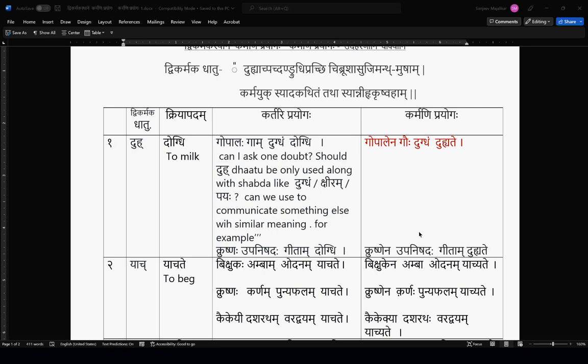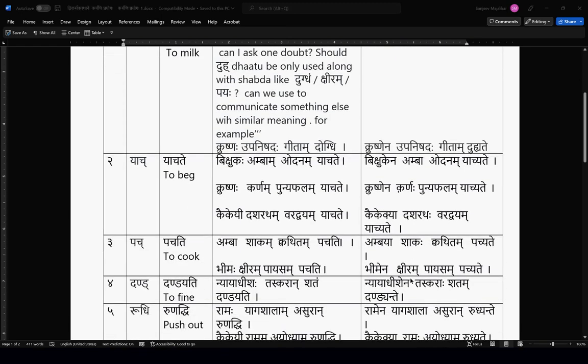Dogdha Gopalanandanaha Krishna. Then like Vasudhayaha, Vasudha, Bhumi, Vasudhayaha kim ratnani dogdhi. Okay, next one. Any other question here?